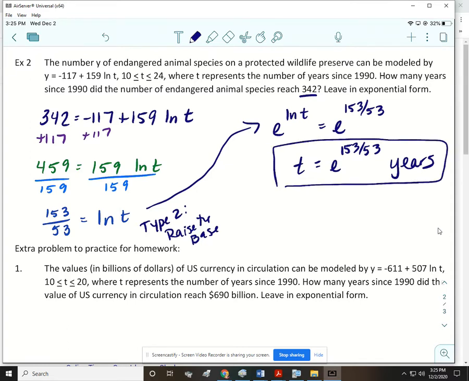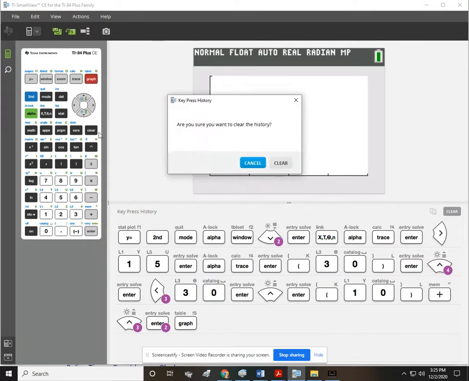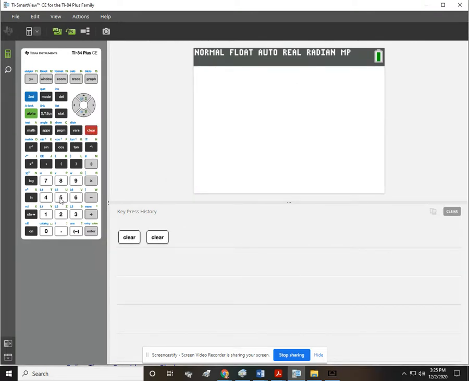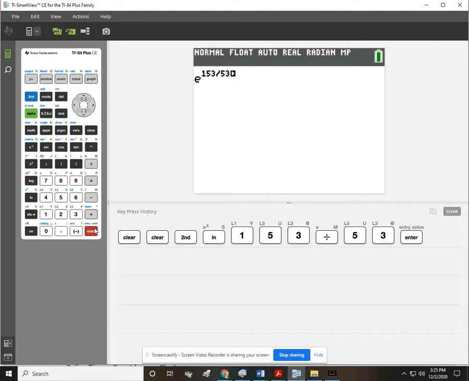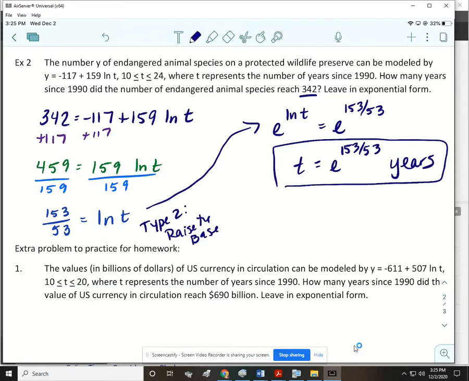All right, and then we can see how many years that is if you are curious. I'm hoping you're a little bit curious. So if we do e to the 153 divided by 53, that's going to be 17.9357 years since 1990. So like 2007.